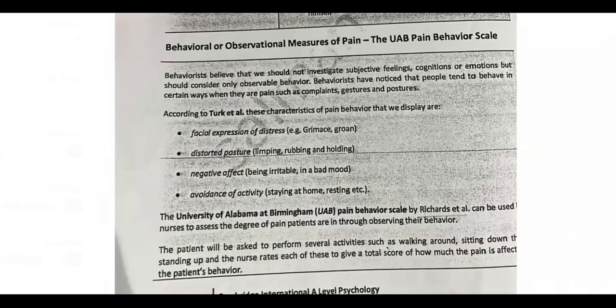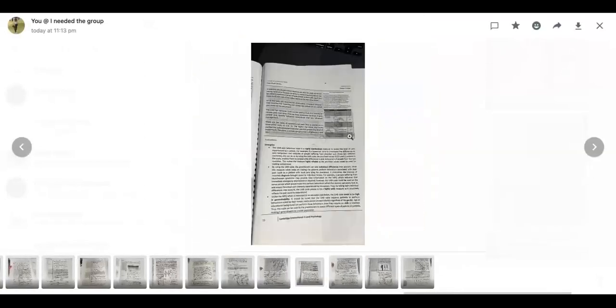Distorted posture can tell how much it is hurting. Negative affect, which means that generally if you're in a bad mood, if you're frustrated, that will also explain. And avoidance of activity, if you're avoiding a certain thing, like if you're avoiding going out, all of that will be included in behaviorally studying a person, observing a person, and understanding that it hurts. So Richards actually had this UAB scale in which the nurse basically studied the person and their behavior in order to know more about their pain.